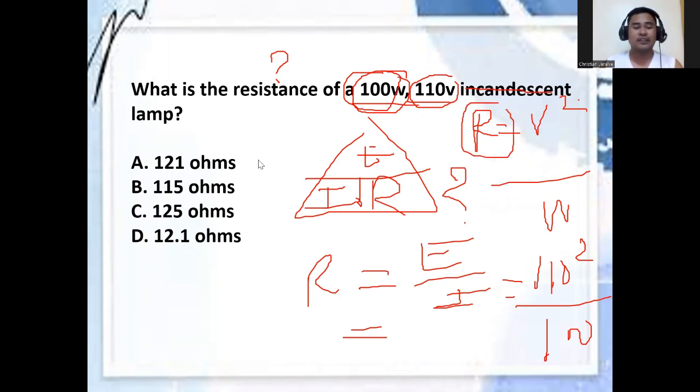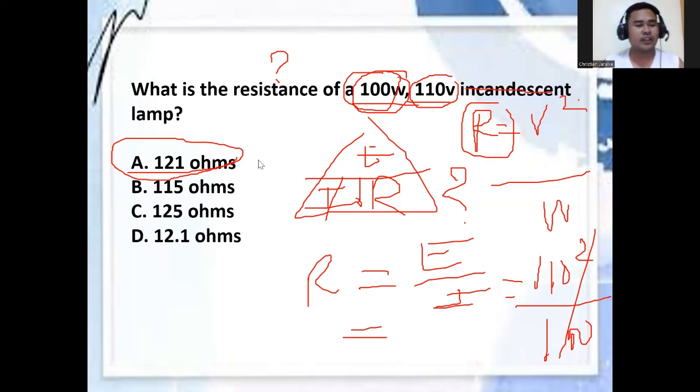You have to remember that in resistance, since we have no current here, we are going to use wattage as our divisor. So we divide by the wattage here. We are going to square this power supply, that is 110. 110 times 110 divided by 100 will give you an answer of 121 ohms. Okay, 121 ohms. That is the answer there. I hope I have made myself clear on this. Let's proceed to the next question.